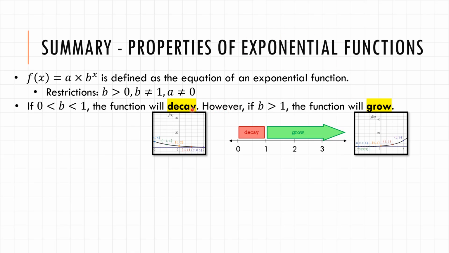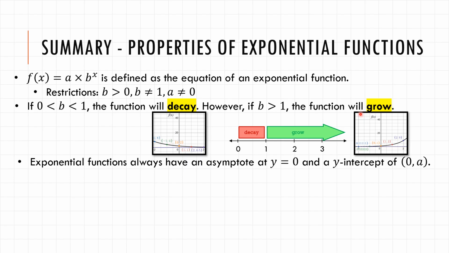It decays if the growth factor, if the b value, is between 0 and 1. But if it's more than 1, then the function will grow. And this arrow has two meanings. It means that, of course, all the numbers greater than 3 mean that it is still a growth exponential function, but it's also pointing to the actual example of one.